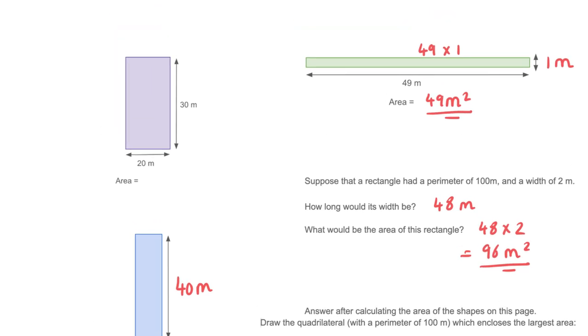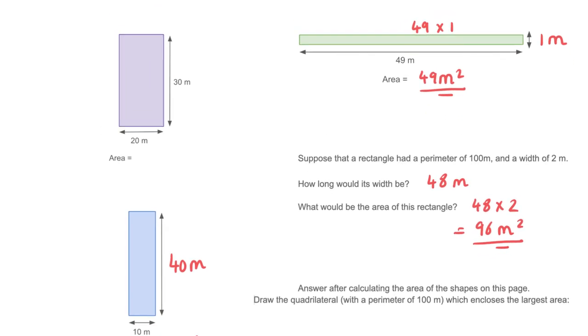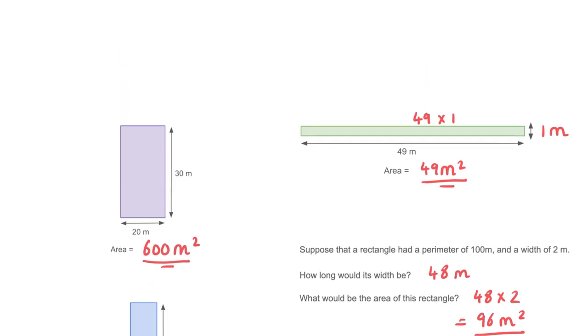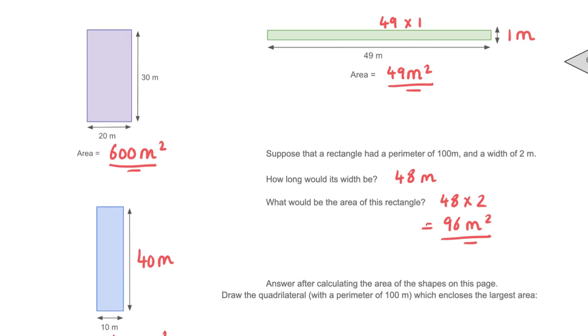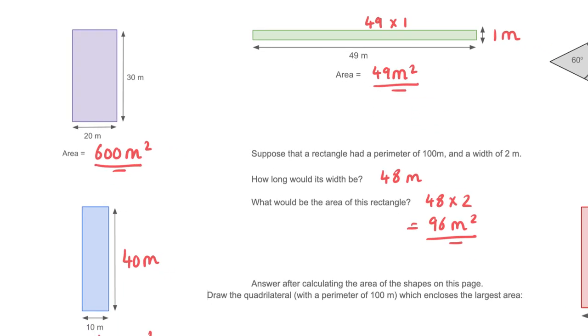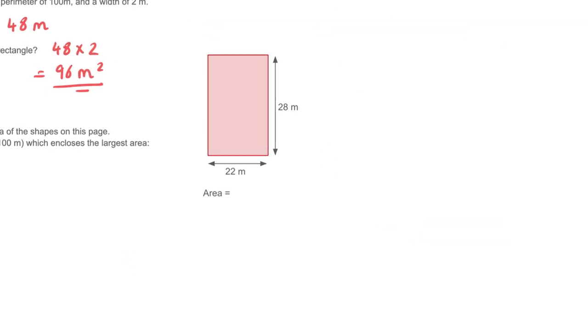Okay, and then we have this rectangle here. Well, it's got 20 by 30, so the area is 600 meters squared. So notice that the area increases as the sides get more equal. And this is the most equal rectangle that we have on the sheet.